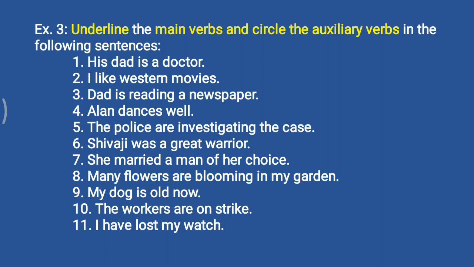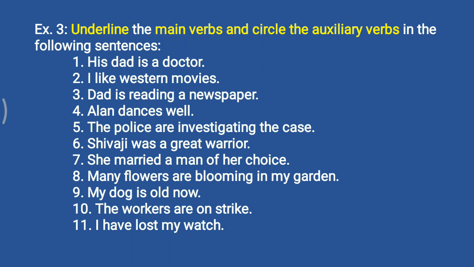Ellen dances very well. Here dances is the main verb and you have to underline it. The police are investigating the case. Are will be encircled because it is the auxiliary verb and investigating is the main verb and you have to underline it. Shivaji was a great warrior. Here was is the main verb. She married a man of her choice. In this sentence, married is the main verb.